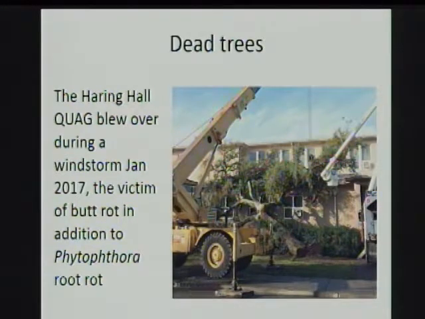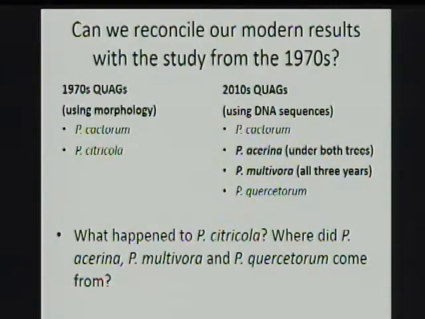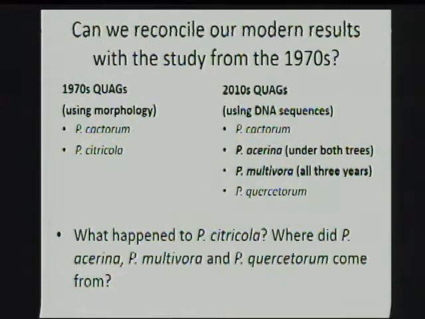So we had these dead trees. We had a list of Phytophthora species. We have this old study. That's really cool. So can we reconcile the old study from the 70s with the results that we have now, given that we used 2 different methods for identifying the species? So here are our lists.